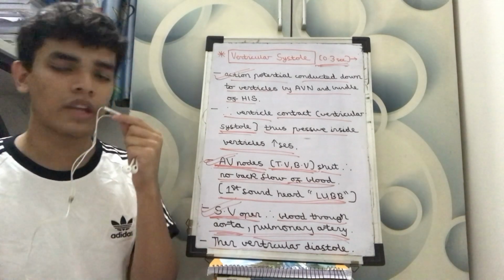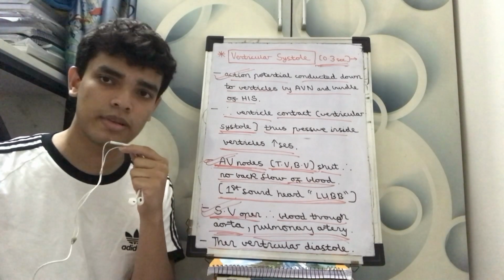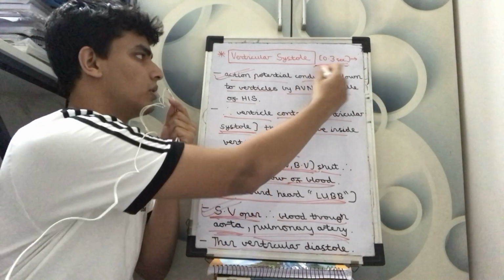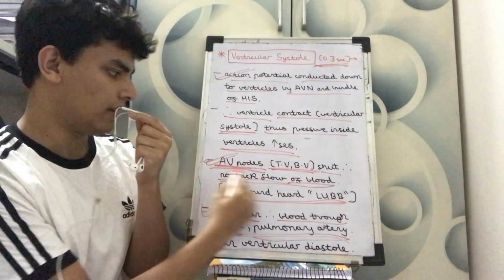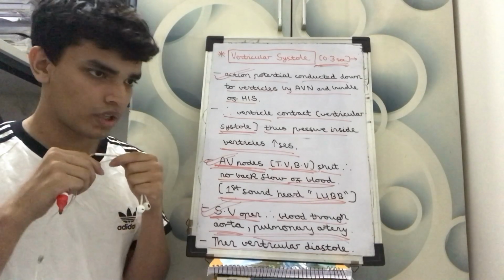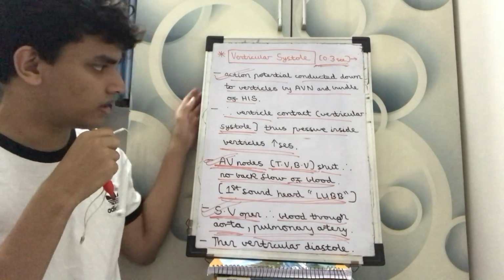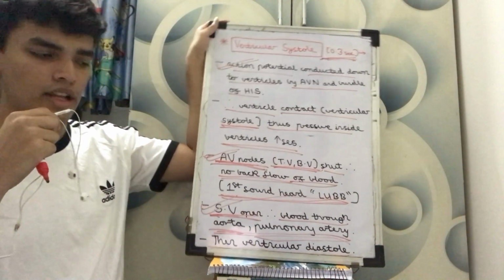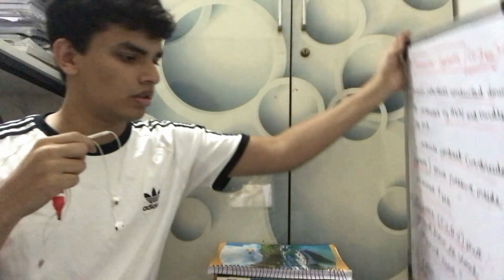Now remember the process. Obviously statement based questions can come, but also remember this fact: when the AV valves close, that is when the first sound, lub, is heard. Okay, so ventricular systole is done. Now we will start with diastole, joint diastole.